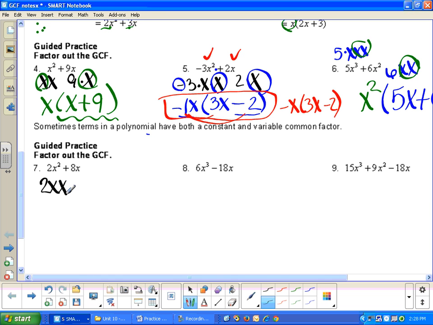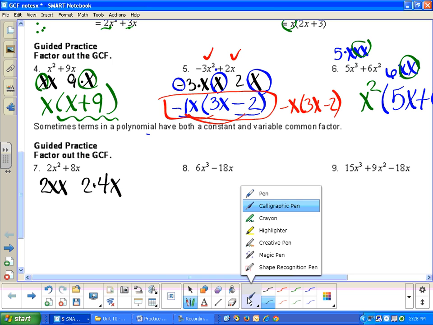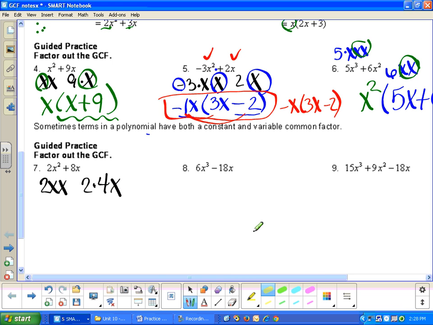We have 2 and 2 x's. 2 does go into 8 evenly 4 times. It happens to be the largest number that goes into it. So here we have a 2 and an x, and a 2 and an x. So the number that goes out front is a 2 with 1 letter. In parentheses we have x plus 4. Left over.